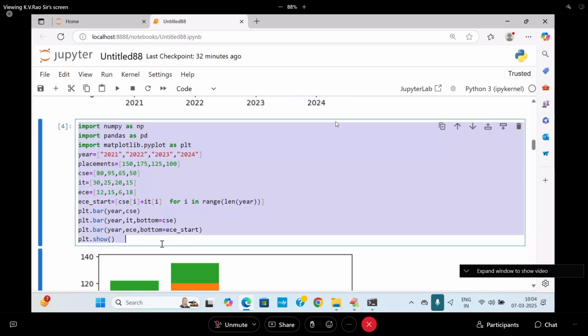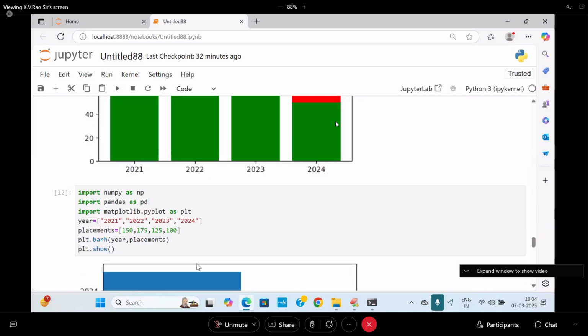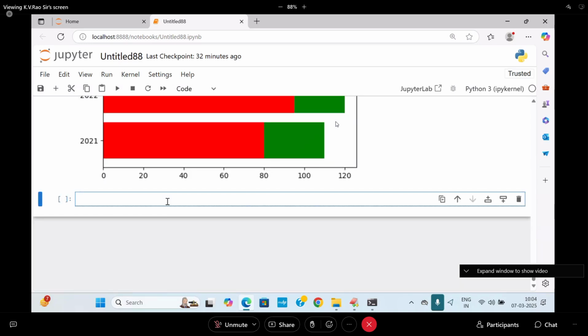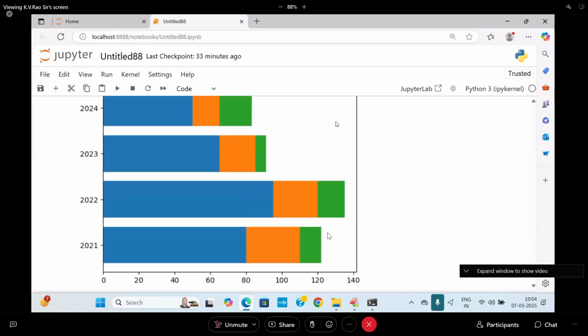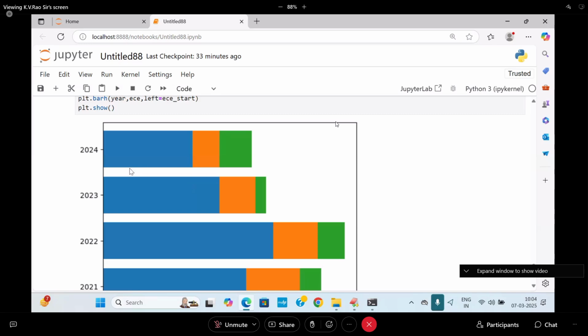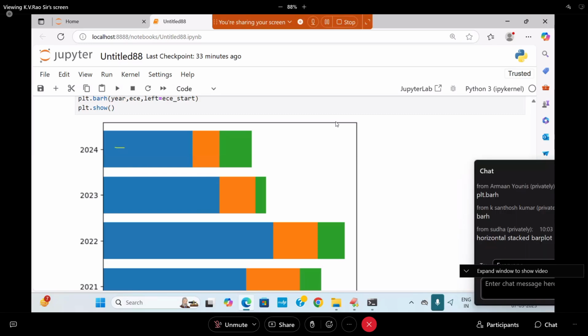In this place, same to same, I need to change the parameter name from bottom to left, and bar to barh. So barh, barh. Here instead of bottom, I will write left. Here also I will write left, here also left. Then I say show. Now you are going to get it. What is this spot? CSC. This is IT, and this is ECE.